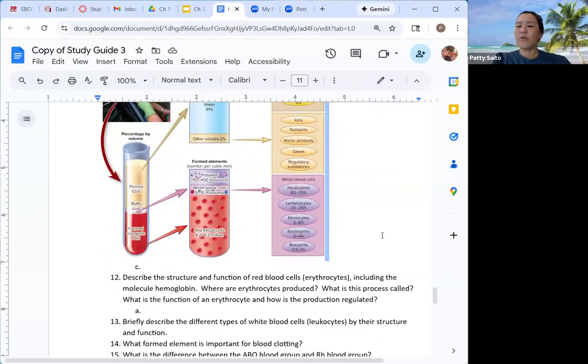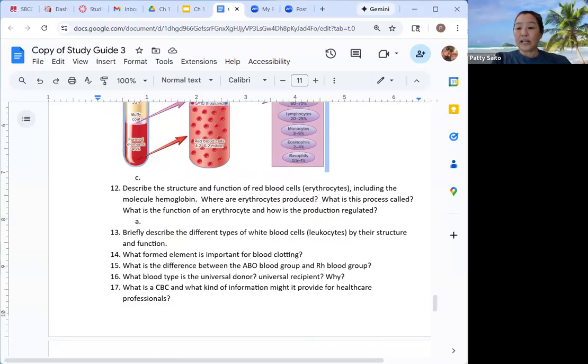And I'll say that a lot. Don't memorize. Do not memorize. It's way too much information. Try to understand the words instead. All right, so let's take a look at red blood cells. Let me get that information. There's a lot here to red blood cells, and we'll talk about it all.